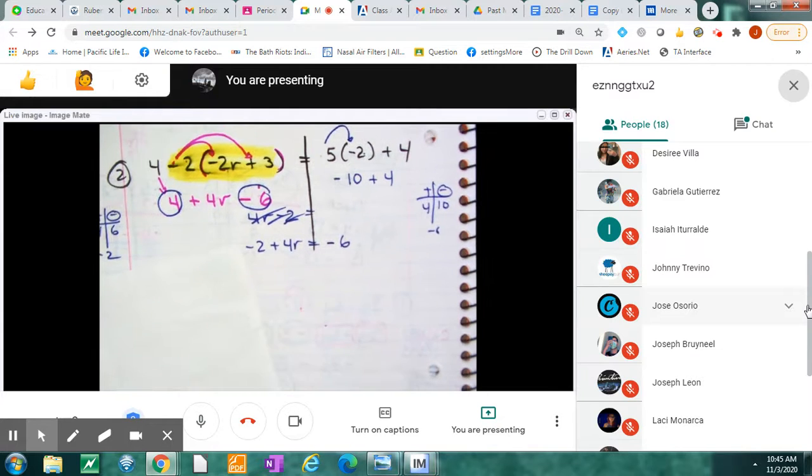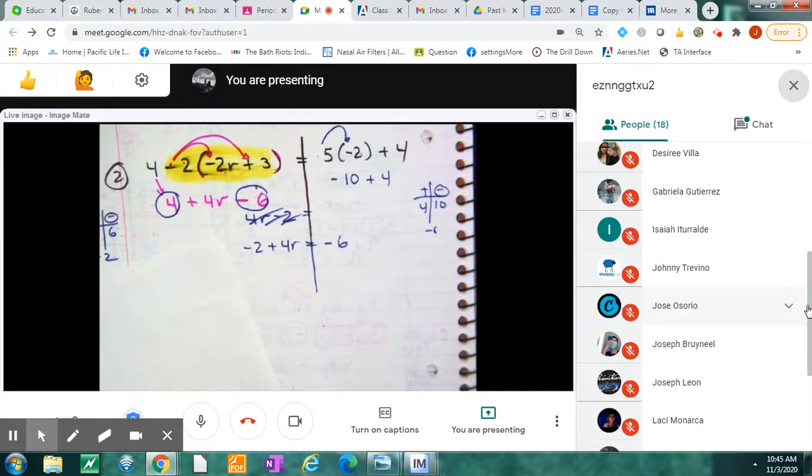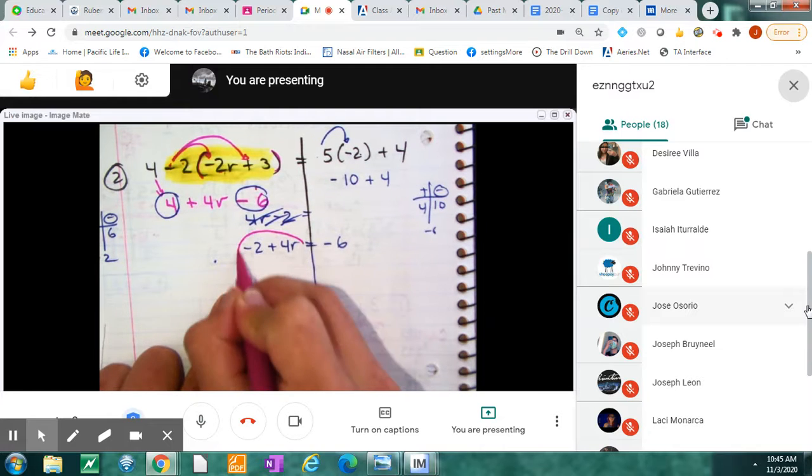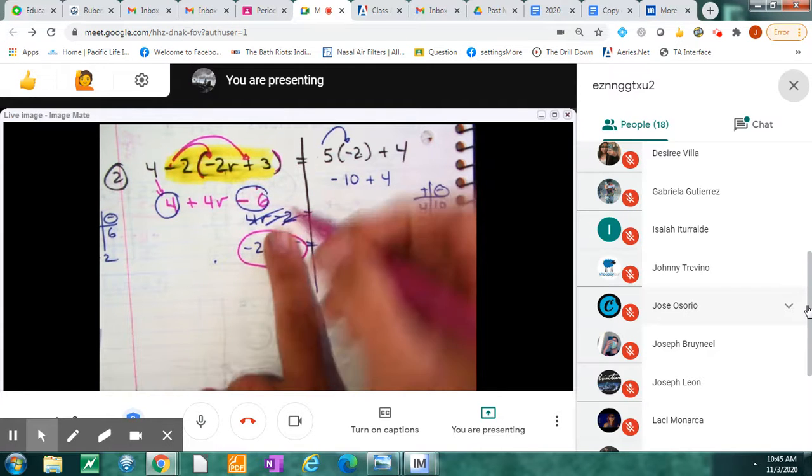Are we done? No, we got to keep going. Keep going, guys. So remember, this is what we did last week. But now what we learned today is a two-step equation. All right. So now the r is going to be on this side. But we don't want to divide yet. We want to get rid of the what?